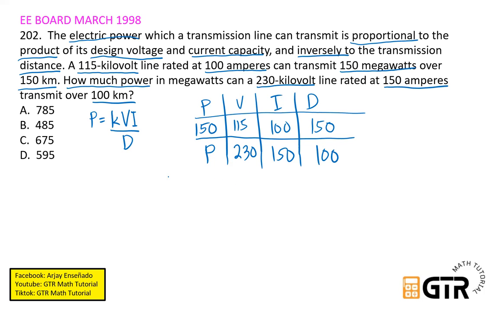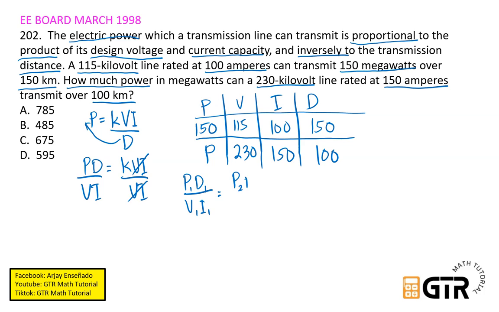Okay, so ang gamitin naman natin this time ay yung isa. I-solve lang natin yung K. So cross multiply lang ito. So itong D mapapunta dito if we multiply both sides by D. So we have PD is equal to K and then VI. And then divide both sides by VI para ma-cancel out itong VI, K na lang ang matitira. So therefore, ang magiging equation natin, lagyan lang natin ng subscript, P sub 1, D sub 1 over V sub 1, I sub 1 equals P sub 2, D sub 2 over V sub 2, I sub 2.